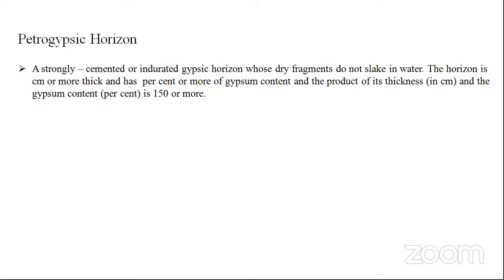As percentages, more gypsum content, the product is thickness. These are the measurable soil properties, thickness and gypsum content, which is around more than 150%. So gypsum content is very high, but in this petrogypsic horizon, you can't see any slaking in the water when you dissolve it. This particle, these rocks, is regarding the petrogypsic.